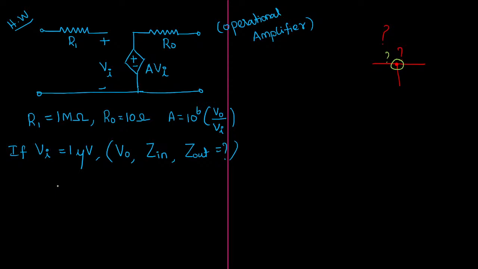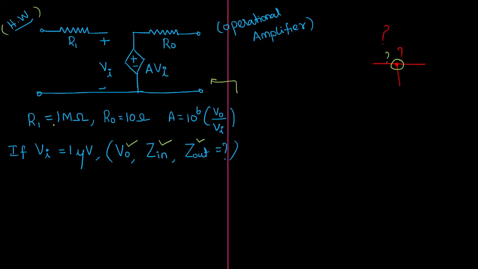Fine. Come back to this question. This is the homework question I had given in the last class. How many of you figured out the answer for this? Drop the answer. What is the output voltage? What is the value of input impedance? What is the value of output impedance for the above figure shown?